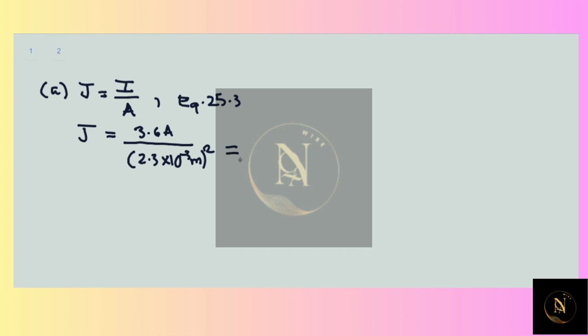which gives us a density of 680,529 amperes per meter squared, which you can write as 6.81, so I just rounded up, times 10 to the fifth amperes per meter squared. And in part B, you're asked to find the magnitude of the electric field.